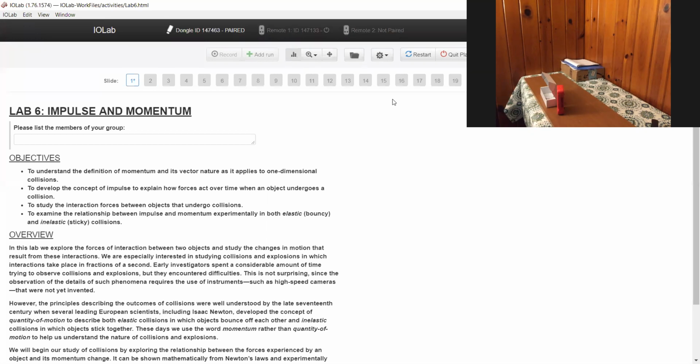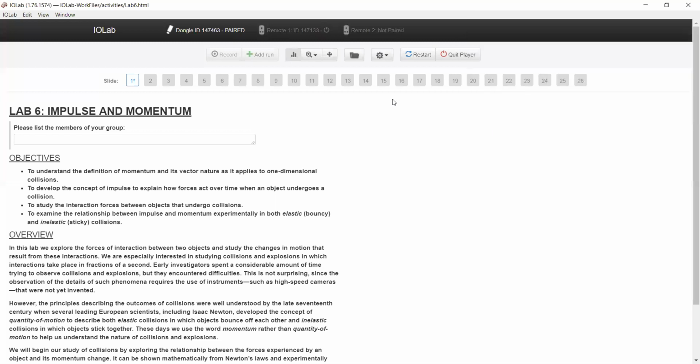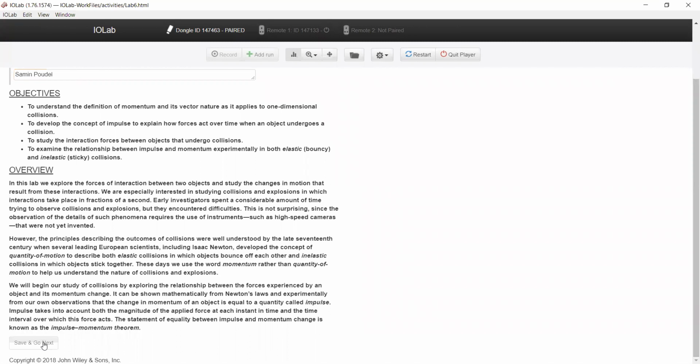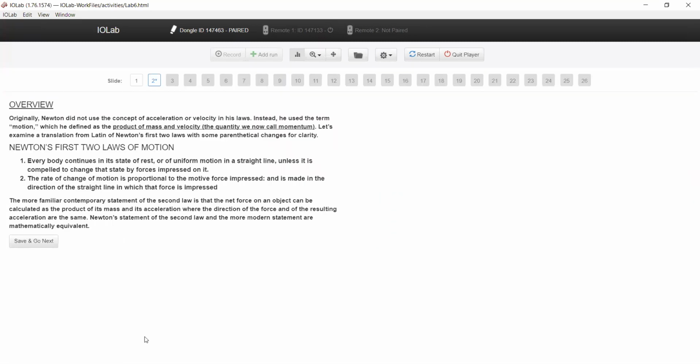We can start by writing your name and your group members' names. Then you can move forward. You can click on save and go next after that. Do not forget this step. Go ahead, you can read these things. Newton's first law of motion, this is the first law, this is the second law. You can read those things.